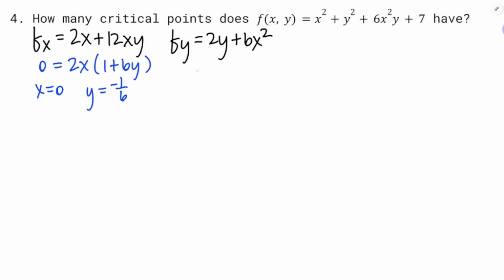Let's switch to color red. So fy needs to equal 0. That's going to be 2y plus 6 times x equals 0 squared. That just means y has to equal 0. And I've got a critical point at x equals 0, y equals 0.